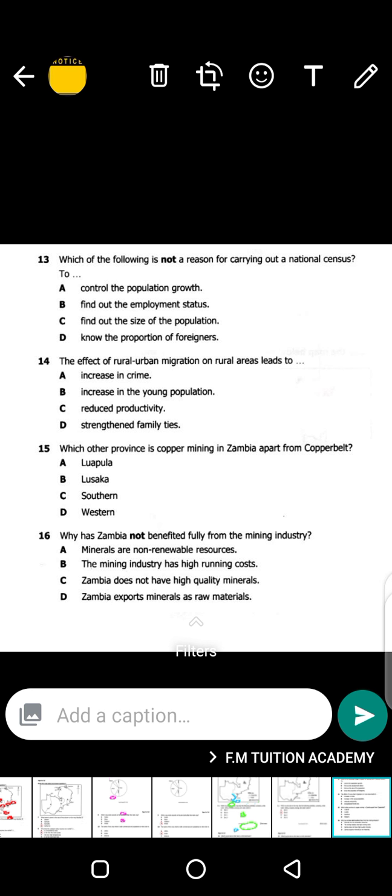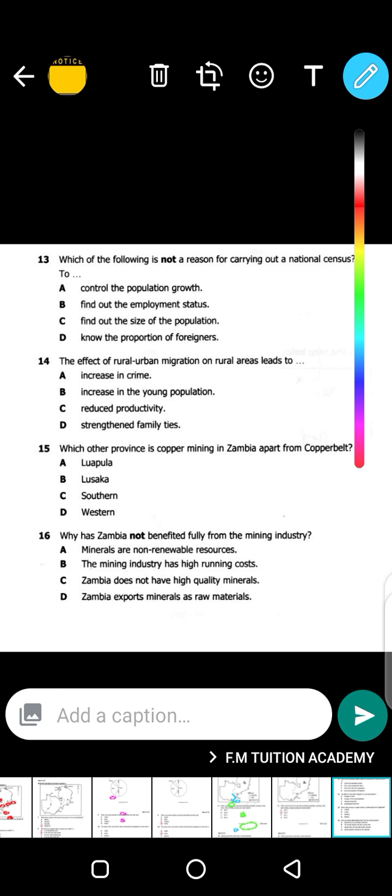Okay. Which of the following is not a reason for carrying out a national census? The answer here is A. A is not a reason: control the population growth. No, we don't do a census to control population growth.